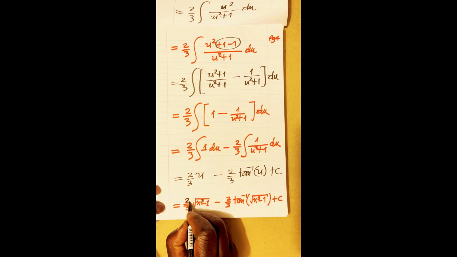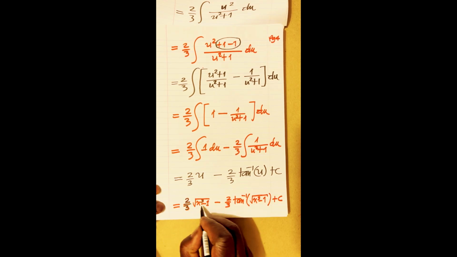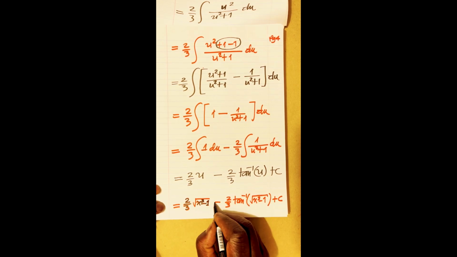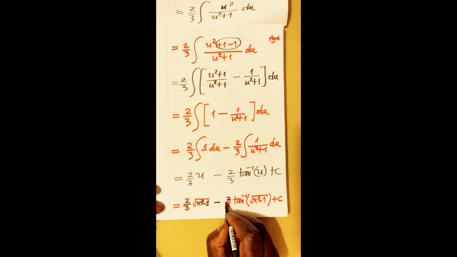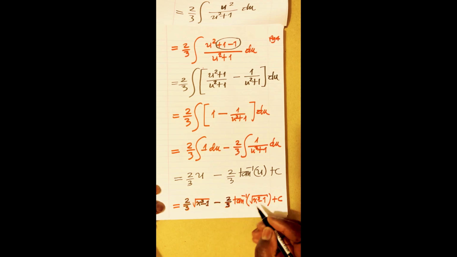So we're saying 2/3 square root of x cubed minus 1 minus 2/3 tan inverse of the square root of x cubed minus 1, and then plus your constant c.